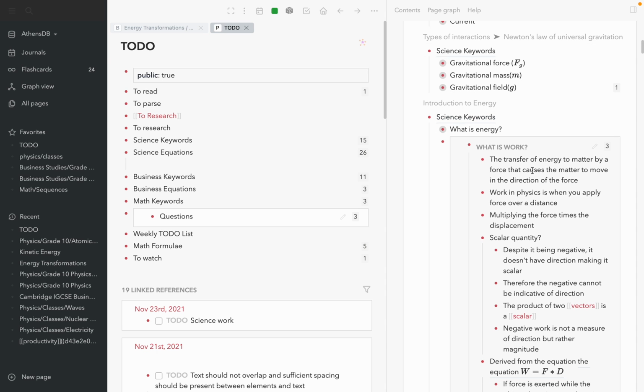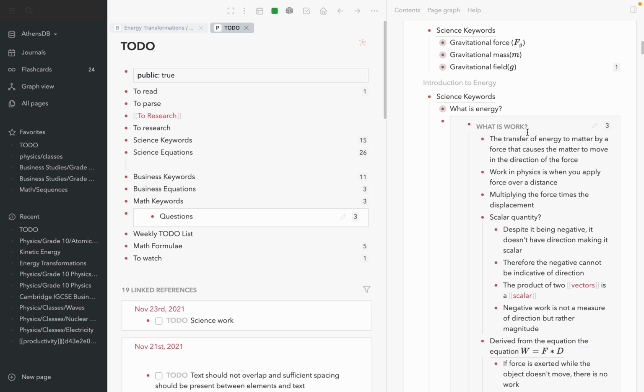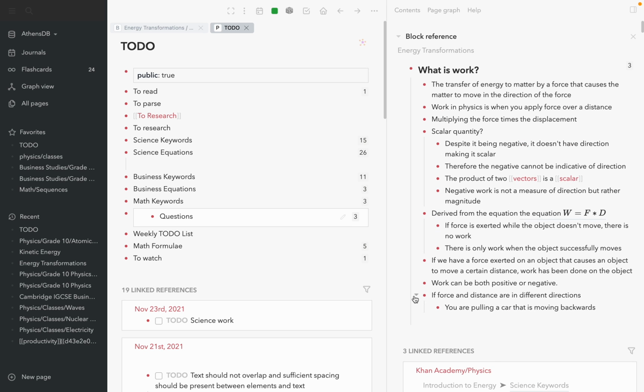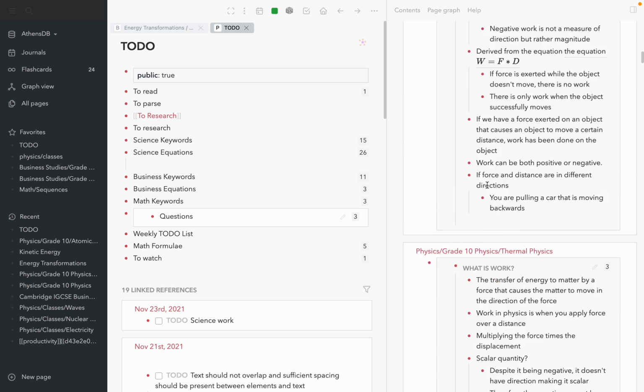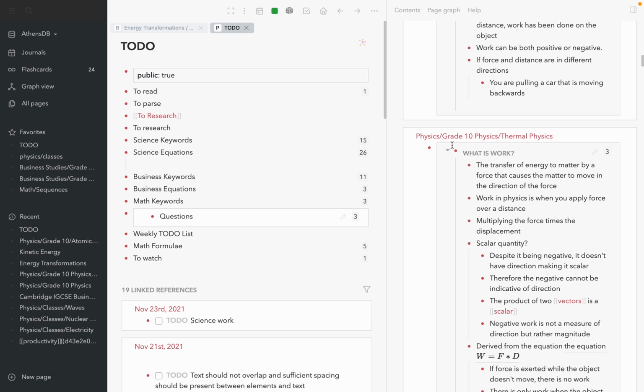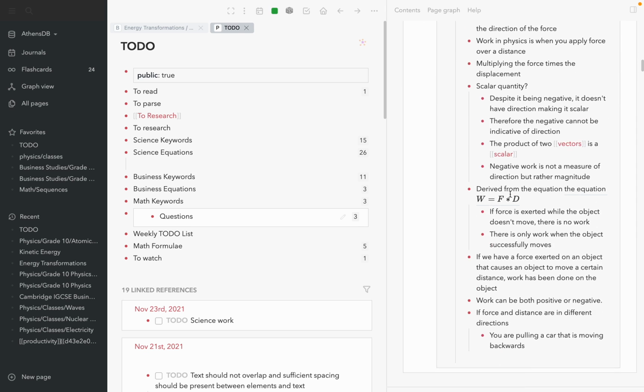So at a glance, if I want to know about the general keywords that I should be knowing about the units that have been covered so far, I can easily tell. And a lot of these places have actually linked to resources. Over here, I've directly embedded this what is work block, which has been embedded in other places as well. For instance, in the energy transformations page and thermal physics, three separate pages I've all added onto this block.